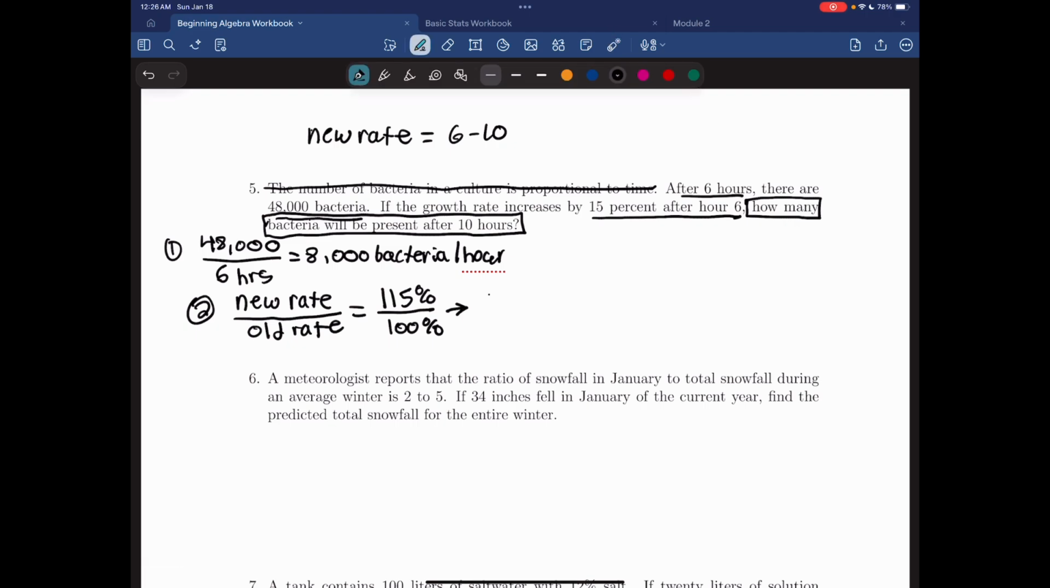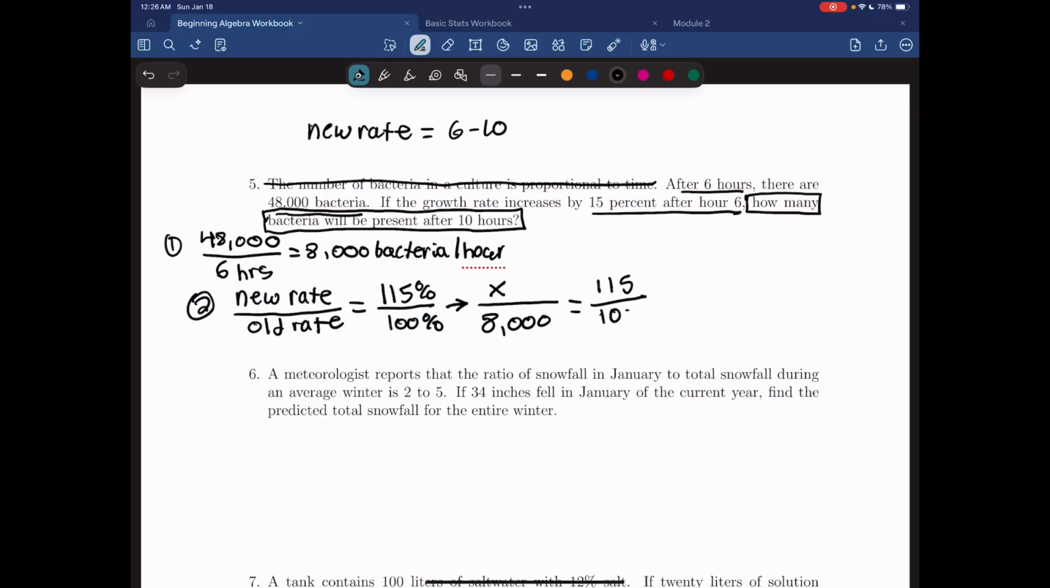So to set this up fully, we're going to get x over our old rate, which we found here, 8,000 bacteria per hour, sorry, not 18,000. We're going to set that equal to 115. I'm not going to put the percent because technically writing percent will change the values a little bit. So we're just going to keep it like this, notation-wise. But if it helps you, you can write percent if you'd like.